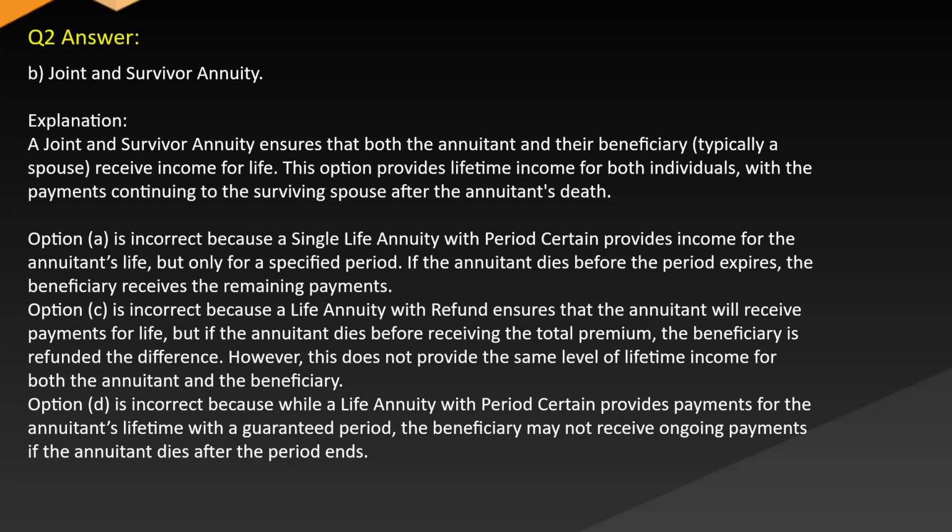Option D is incorrect because while a life annuity with period certain provides payments for the annuitant's lifetime with a guaranteed period, the beneficiary may not receive ongoing payments if the annuitant dies after the period ends.